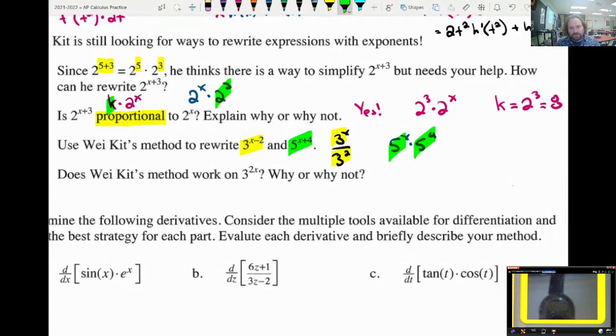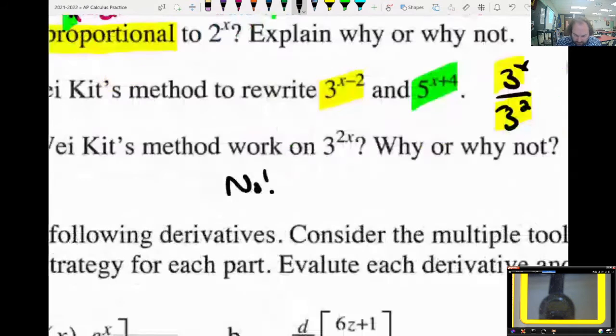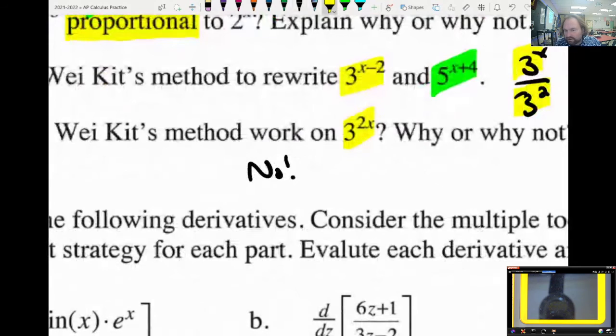Does the method work on 3 to the 2 times x power? That's going to be a hard no. We do not have an exponent rule for rewriting this thing. There is not really a handy way to do that. It's pretty much done exactly the way it can be done. There is no way to simplify this, because the adding of things doesn't happen here, so you don't get that same multiplication trick.